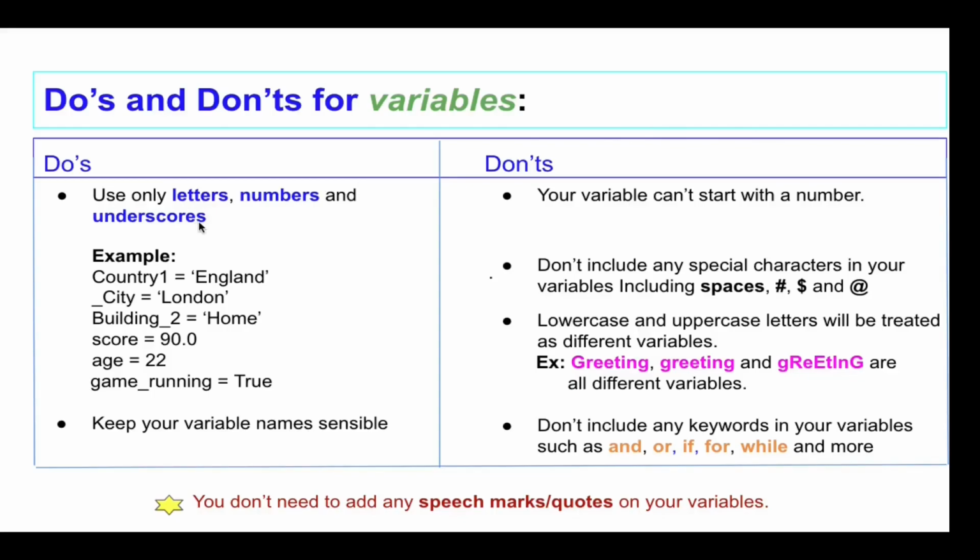So the value doesn't actually have to be only letters, numbers, and underscores. It's just only for the name. So don't get confused about that. And your variable can't start with a number. I don't know why, but that's just the rule, I guess.